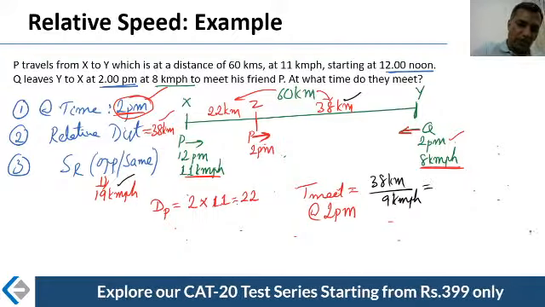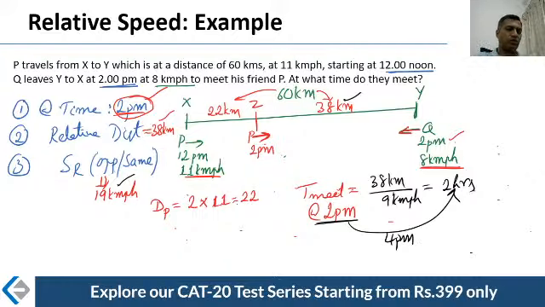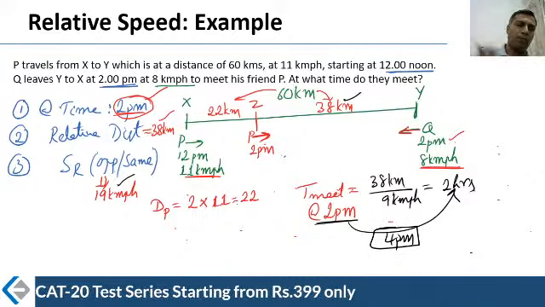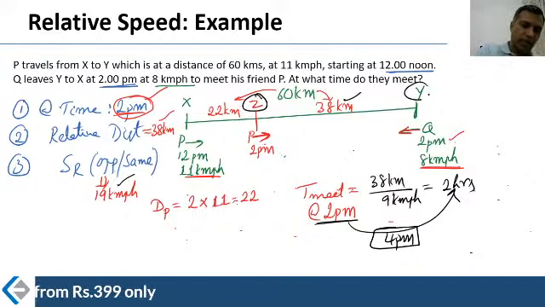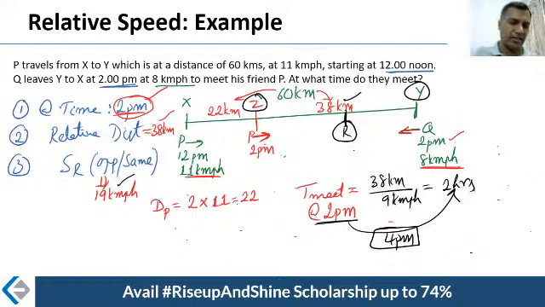Alright, therefore, what is the hours required there? 2 hours. 2 hours from where? From 2 p.m. 2 hours from 2 p.m. is nothing but 4 p.m. You are trying to say that these fellows are going to meet at 4 p.m. At 4 p.m. they are going to meet each other at some point between Z and Y. Call this point R. Somewhere there they are going to meet.